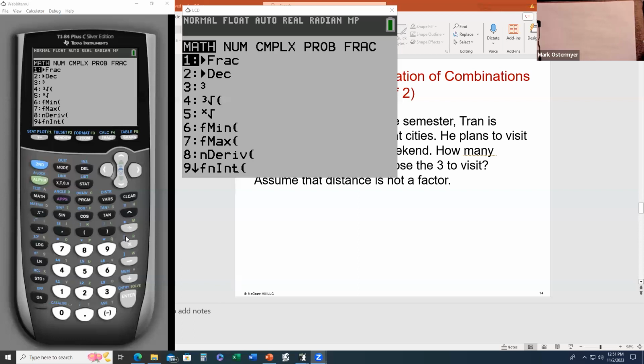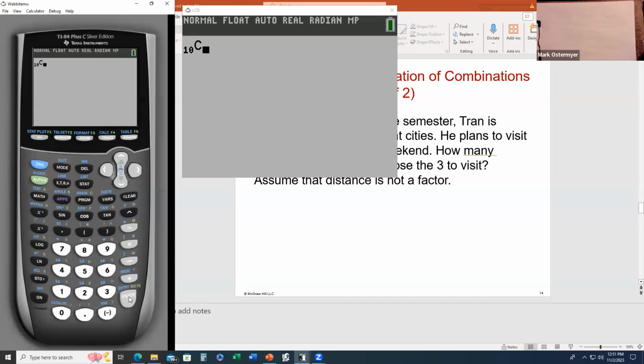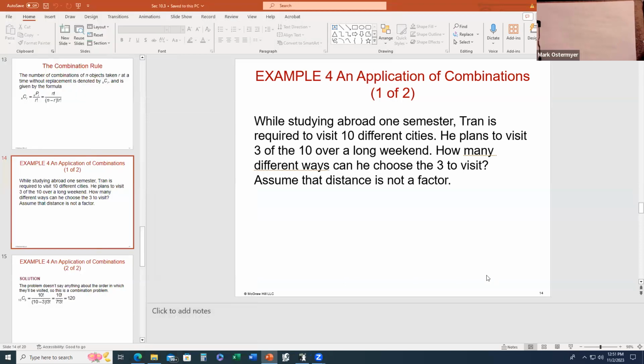Math button, go over to what? Probability, and select the NCR function. And now you've got to type in what R is. R for our example here was 3. And we get 120. All right, so do we all have access to that function on our calculator? Know how to access the permutation versus combination function? All right, good on that?